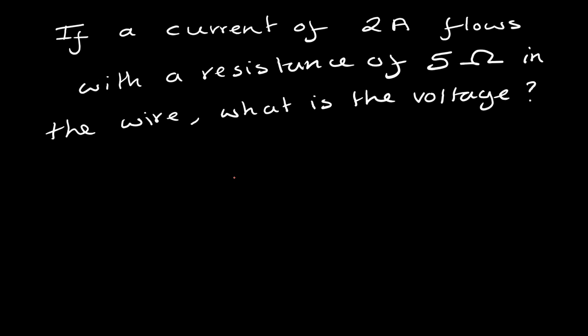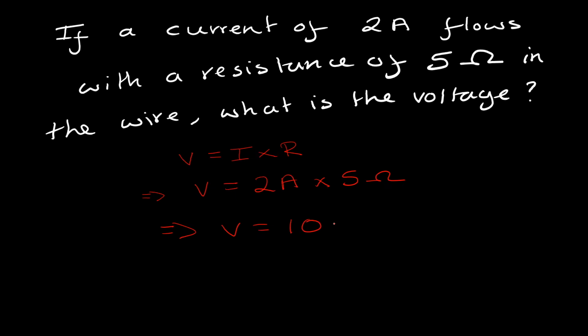So we'll do a little bit of practice with ohmic conductors. If a current of 2 amps flows with a resistance of 5 ohms in the wire, what is the voltage? So we write out V equals IR. Remember, always write out the equation. V equals I times R. We don't know V. I is 2 amps, nice and easy. 2 amps times 5 ohms. V equals 2 times 5, which is 10. 10 volts.